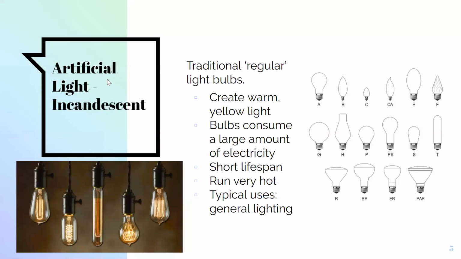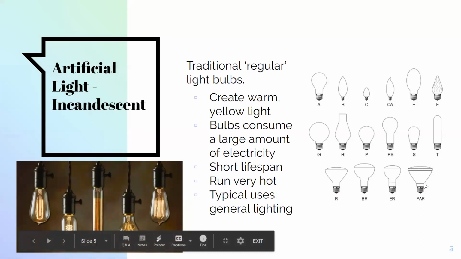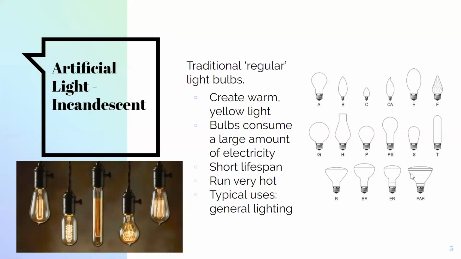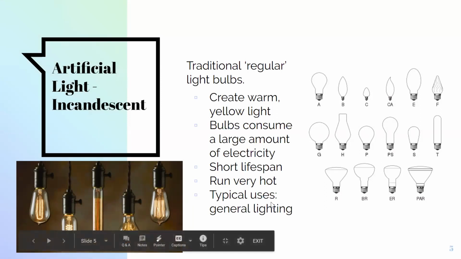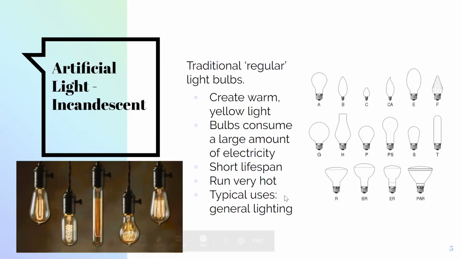All right, so artificial incandescent lights come in a variety of shapes and sizes. You probably recognize some of these on the right-hand side here from maybe your yard, the kind that get plugged in to light up your yard at Christmas time. Some of these are for vanities in a bathroom, but anyway, lots of different shapes and sizes. Incandescent lights create warm yellow light, but they consume a large amount of electricity. They have a relatively short lifespan. They get very hot, which can lead to fires, and they're typically used for general lighting purposes.